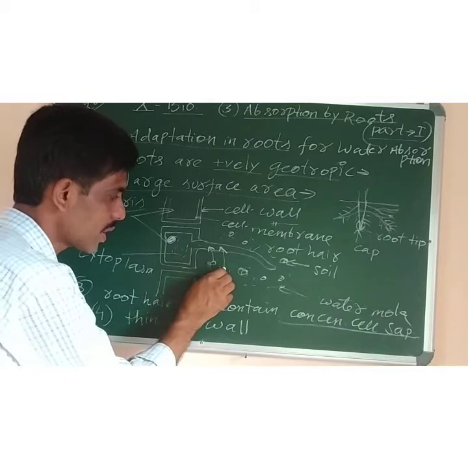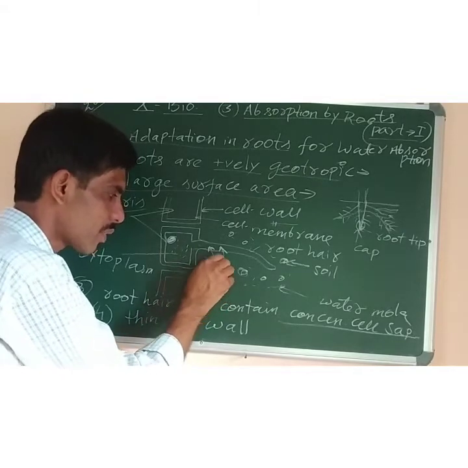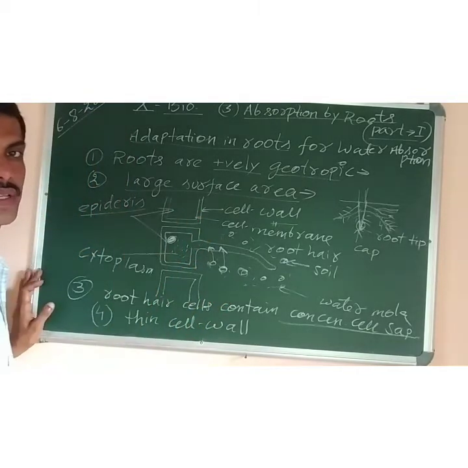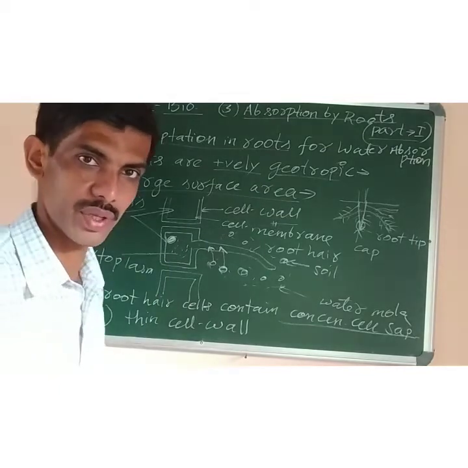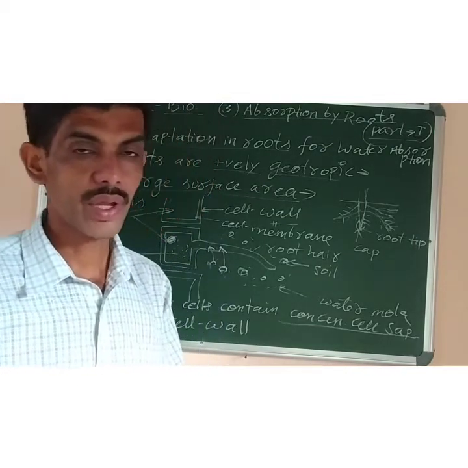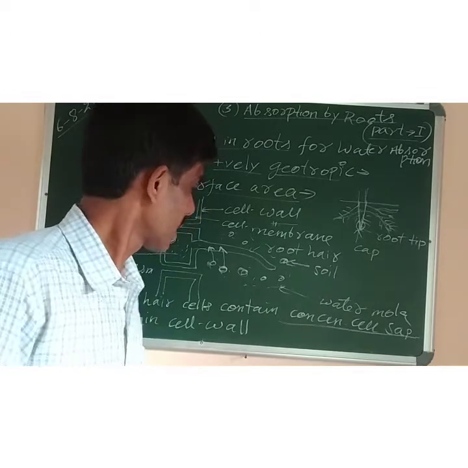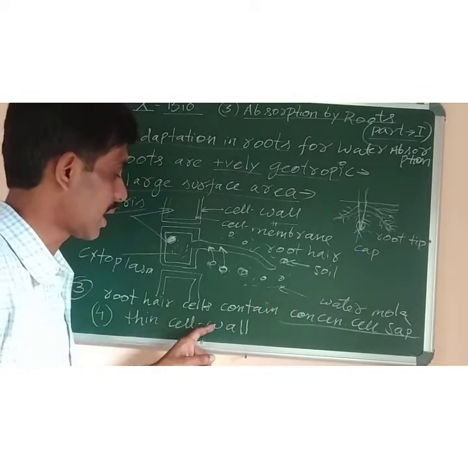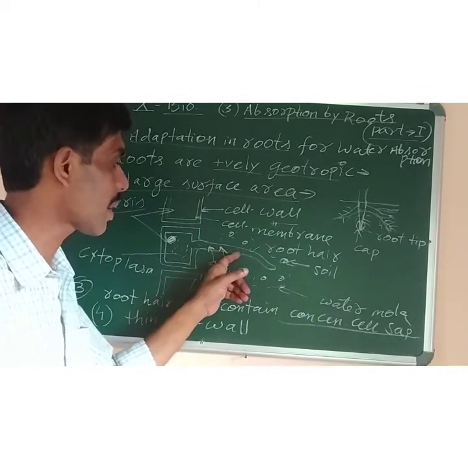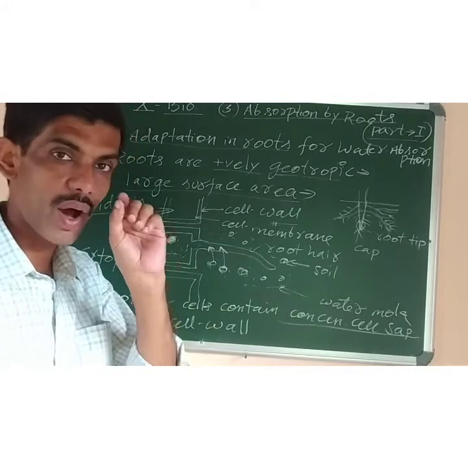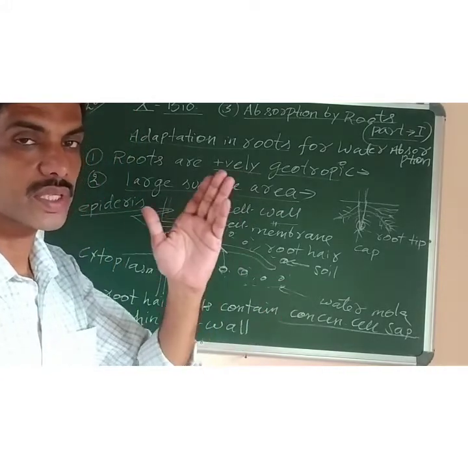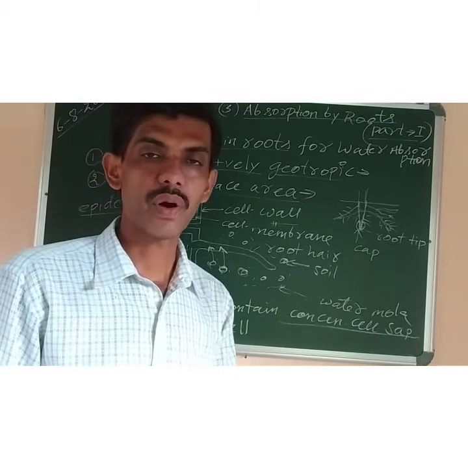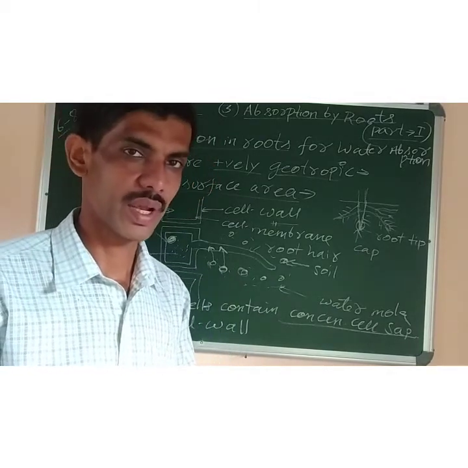If I draw a smaller one, these water molecules will move from the soil into the root hair cells by the process of diffusion. Okay, diffusion and osmosis. Then the last point I said is that root hair cells have a thin cell wall. Because the wall is thin, water molecules can easily pass from the soil inside the root hair cells.